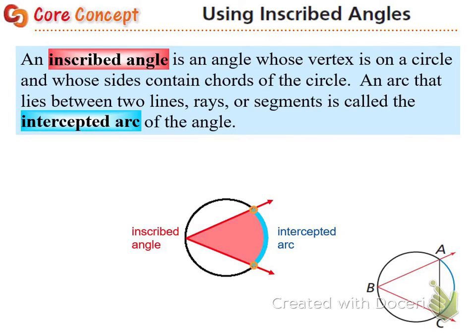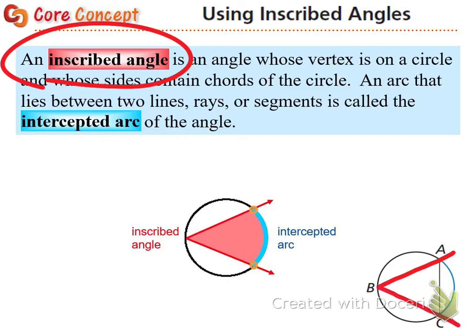Did you write this down, Reagan? It is an arc that is between two lines, rays, or segments. So you're going to take one of your highlighters. Go ahead and highlight the word inscribed angle. This is the picture that you have. So we're going to highlight the inscribed angle in the same color.